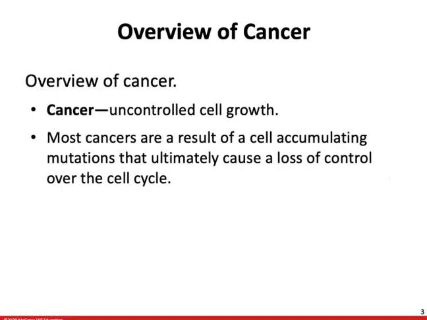Cancer is simply uncontrolled cellular growth. Most cancers are a result of a cell accumulating mutations that cause a loss of control over the cell cycle. So basically that cell cycle, those stages of mitosis and meiosis, they just continue uncontrollably. So we have a single cell that keeps replicating and replicating, and usually it's replicating mutations along the way.